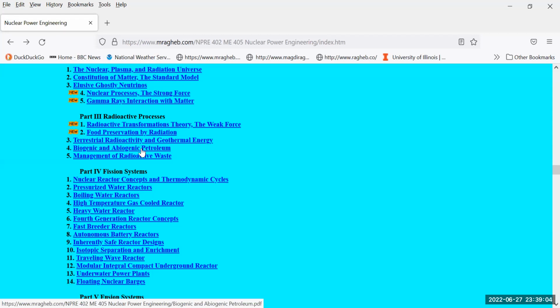If you are interested in the topic of whether petroleum has an origin that is sedimentary or whether the Earth is producing its own petroleum, hence, in that case, we have an unlimited supply of petroleum, please go and read the chapter on biogenic and abiogenic petroleum. I'll leave it for your own interest.